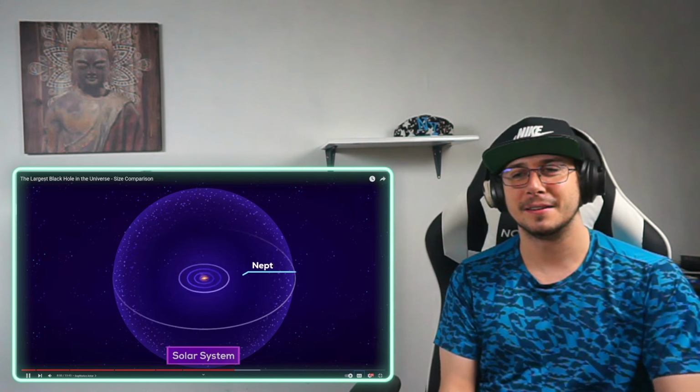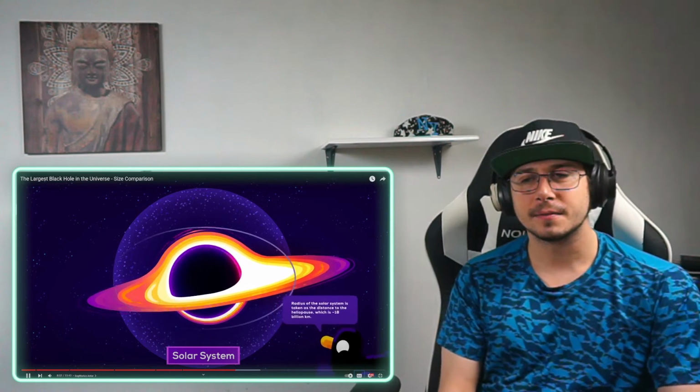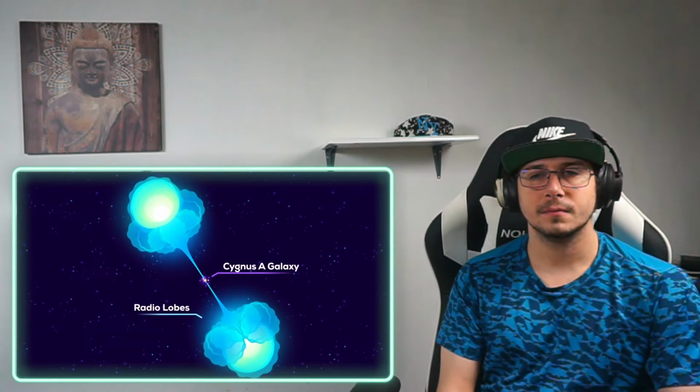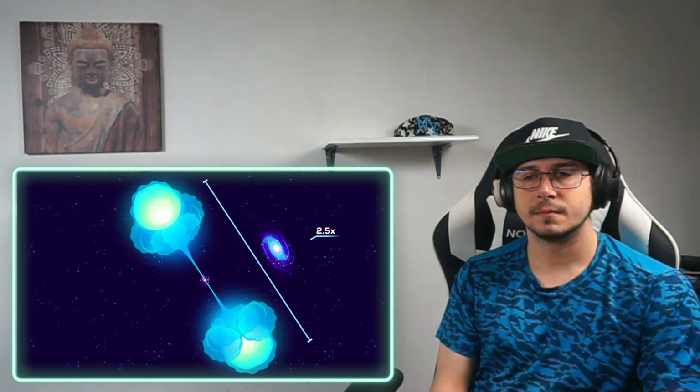It would swallow all the planets and stretch halfway to the edge of our solar system. It's devouring so much mass and material that it churns its disk into a kind of magnetic funnel, spewing gas out, making tremendous radio lobes towering over the galaxy, 500,000 light years in diameter. That's 2.5 Milky Ways wide.